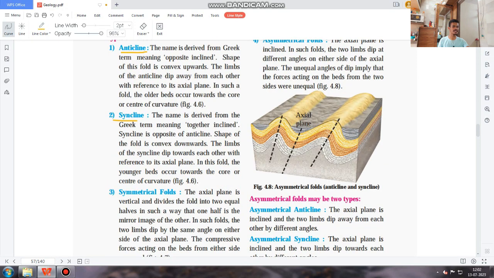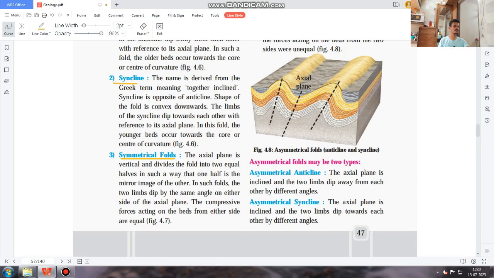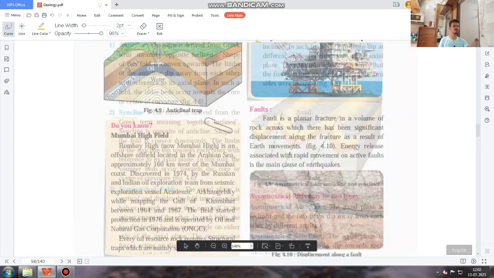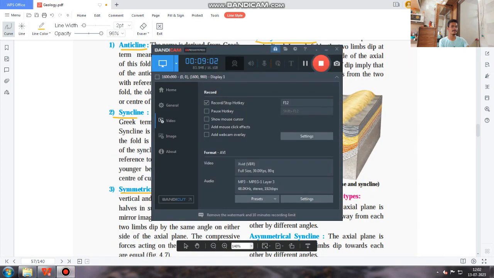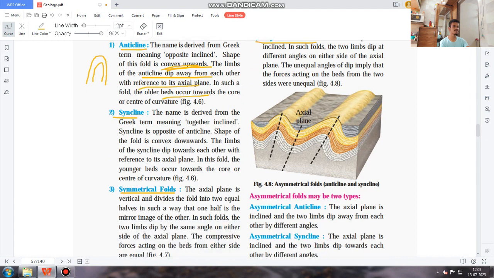Types of fold are anticline, syncline, symmetrical and asymmetrical. Symmetrical has two types, symmetrical anticline and syncline, and likewise asymmetrical anticline and syncline. Anticline is convex upwards. See, anticline is somewhat like this. The limbs of an anticline dip away from each other with reference to the axial plane.